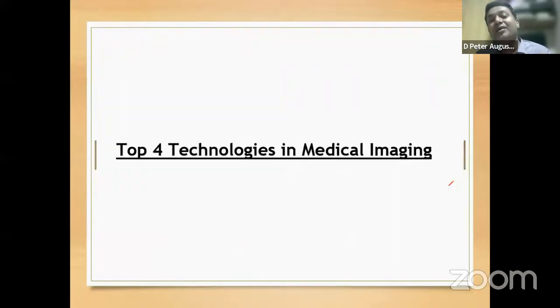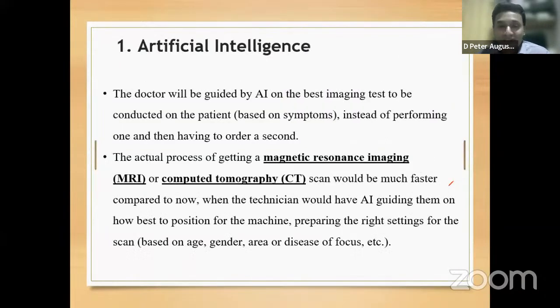There are four top technologies in medical imaging. Artificial intelligence, we know that. Why do we need the intelligence? If we have a machine that takes images and just produces some output, more than that, when the output is given based on prior knowledge, that is what we call artificial intelligence, machine learning.